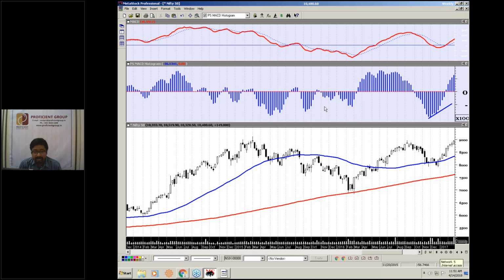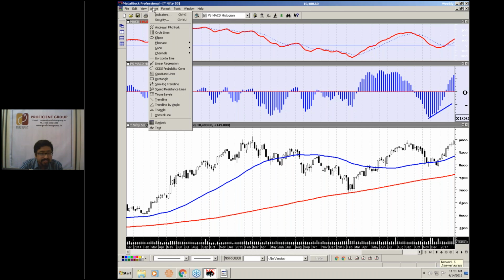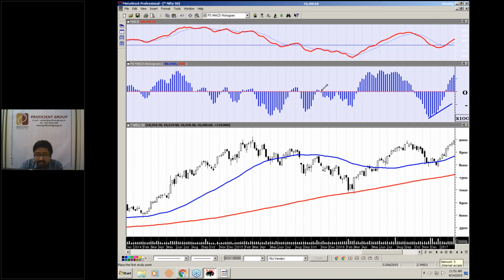In a primary bear market, it is good, I am not telling it is easy, it is difficult, but it will be good if you can take the MACD histogram sell signals when MACD histogram is above the zero line and starts sloping lower, just like this, or just like this. And you can see many other examples previously.